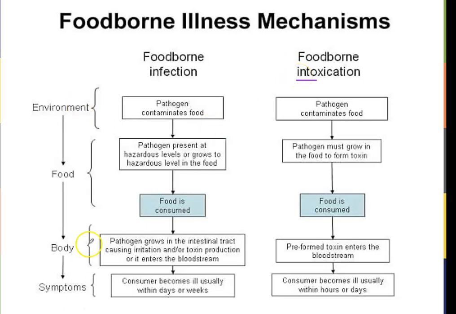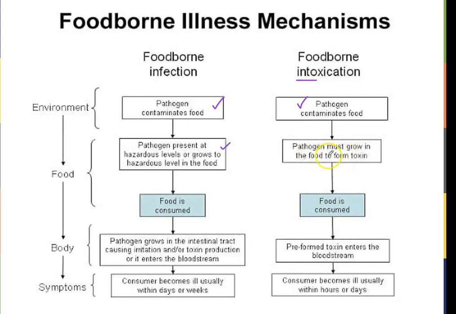So let's see what the similarities are. The similarities are in the environment. The pathogen contaminates the food. Same thing here, the pathogen contaminates the food. The pathogen is present at hazardous levels or grows to hazardous levels in the food. So we have a lot of bacteria in the food that we're eating, and then you eat it, right?